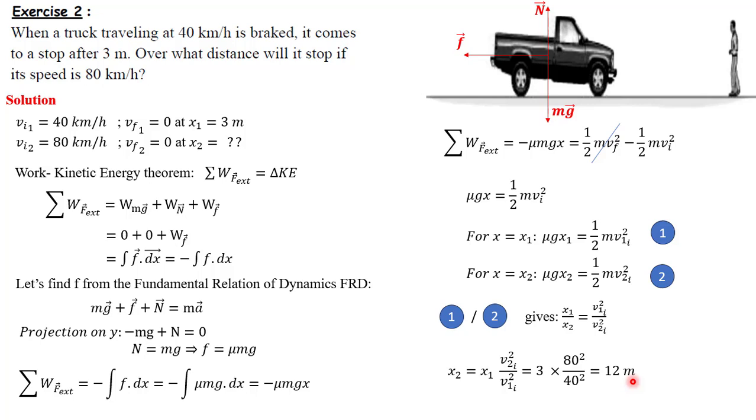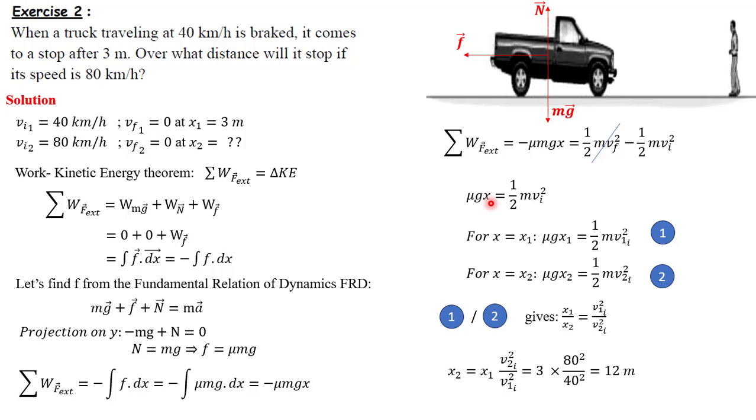The second method to find x2 is that once we found this expression, we can apply it on case 1 to deduce the value of mu, and we can put it to deduce x2.